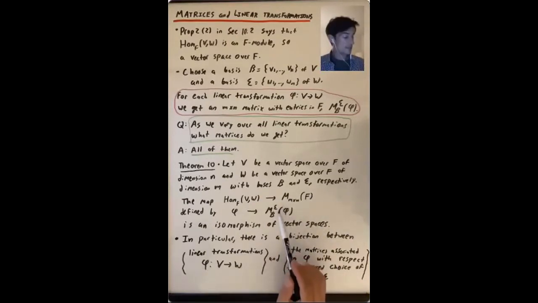So one thing to emphasize is that B and E are fixed, and we're varying over all the choices of linear transformation. If this is an isomorphism of vector spaces, that means there's a bijection of the elements on the two sides. So in particular, we get a bijection between the set of all linear transformations phi from V to W and the matrices associated to phi with respect to a fixed choice of bases B and E. So I'll pause and erase, and then we'll prove this theorem, that this really is an isomorphism of vector spaces.